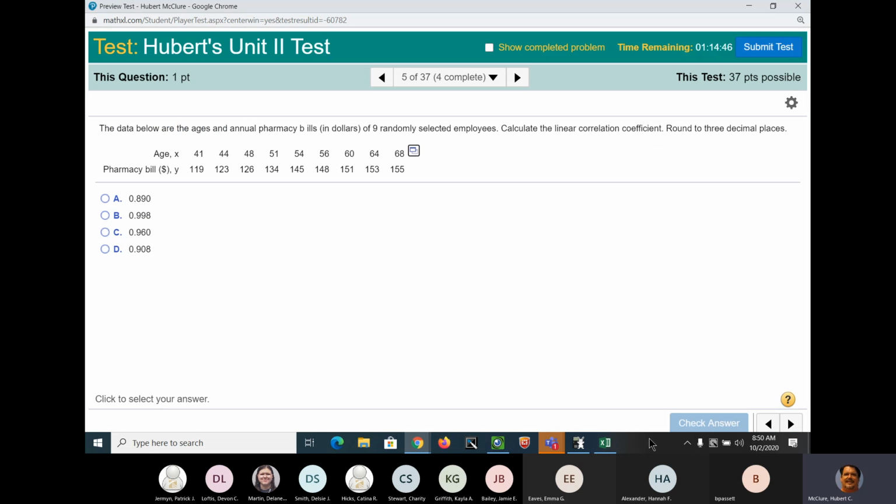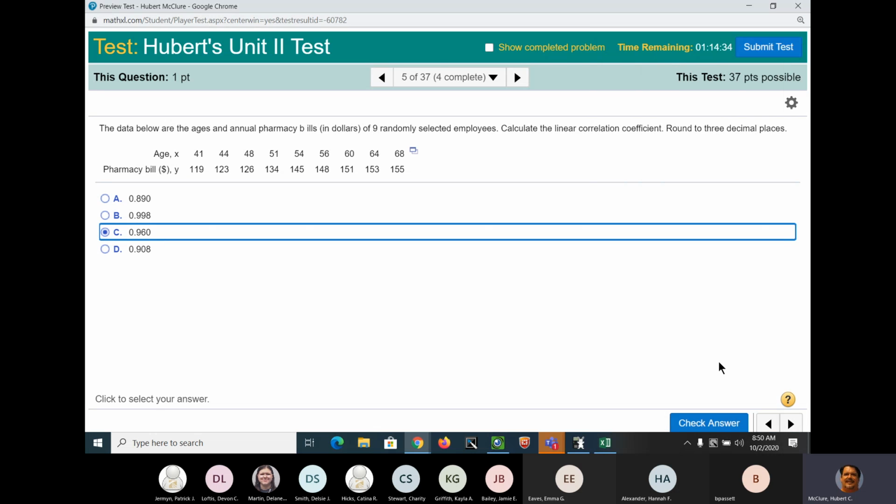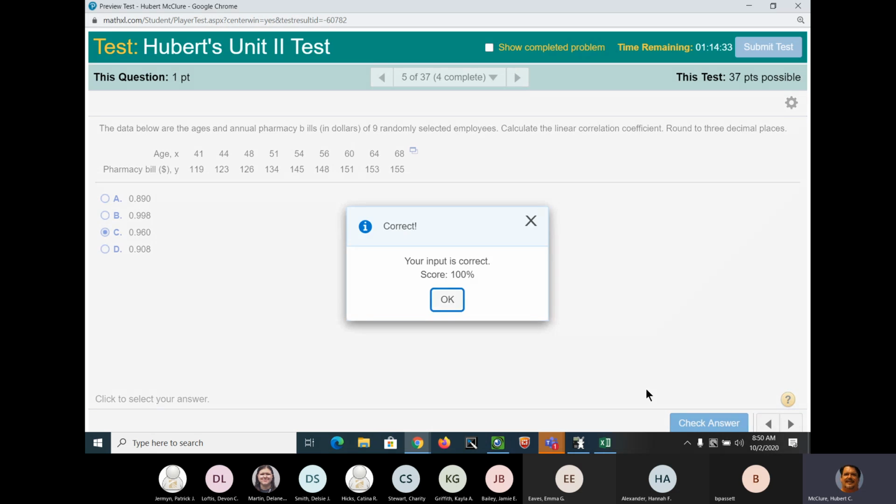So I'm going to pull up my handy dandy question, and I'm going to type in 0.95, it says 3 decimals, so that'd be 0.960. And we feel good about ourselves.